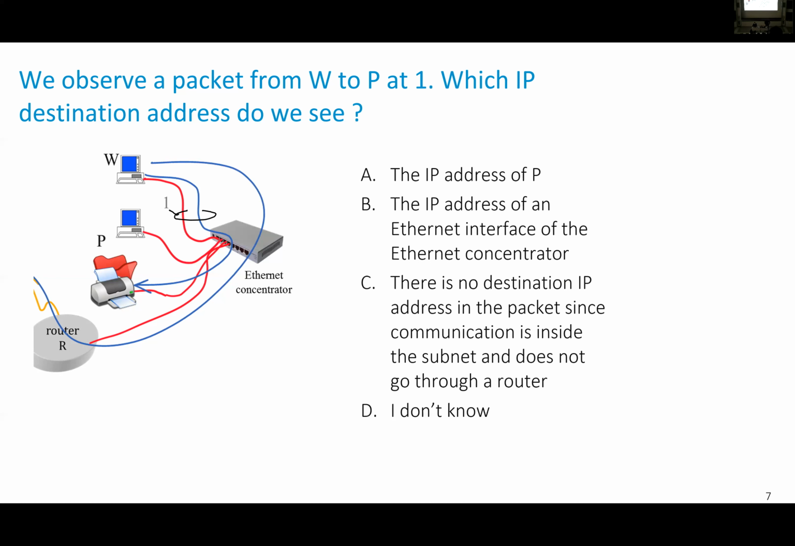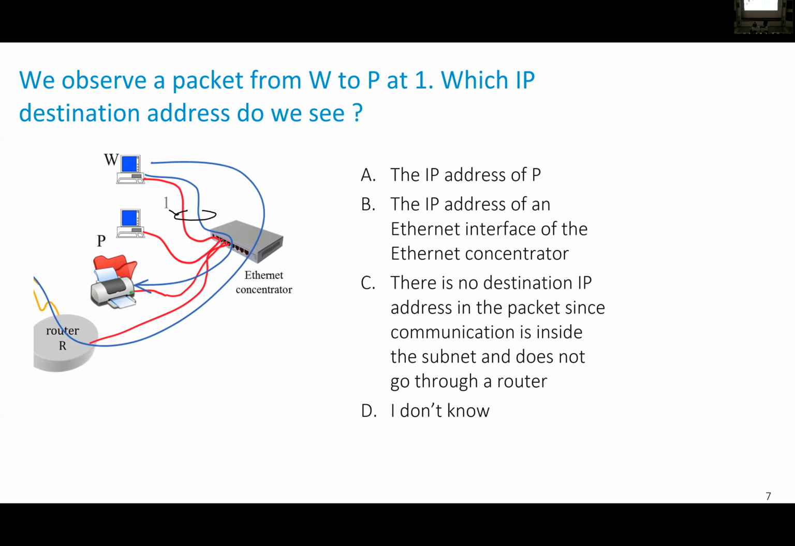Okay, I close the poll in a few seconds. So the poll is asking, when W sends to P, so you print something and your printer is connected locally to you via an Ethernet concentrator, so you're in the same local area network. Which destination address do we see in the packet sent from W to P? The IP address of P, the IP address of the Ethernet concentrator, one of the interfaces of the concentrator, or there is no IP address because communication is in the same subnet.